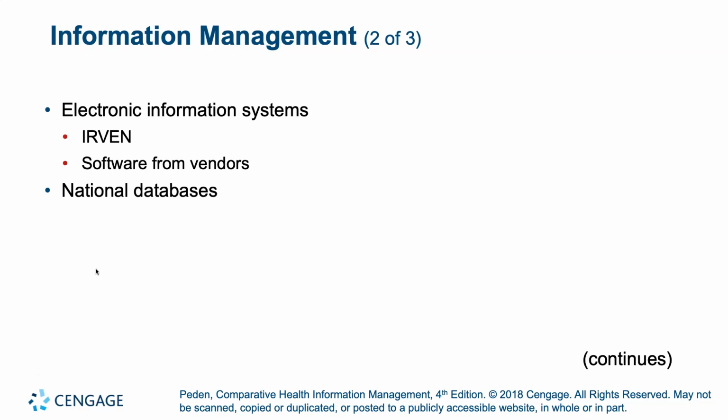Electronic information systems, there's IRVEN. And that's one that if you don't have software from a vendor, you have to use IRVEN to report the information. Just like with long-term care, we talked about how you use Raven or you use software from a vendor. And here it's IRVEN, or software from a vendor to report that required information. And then, of course, there are national databases on rehab.